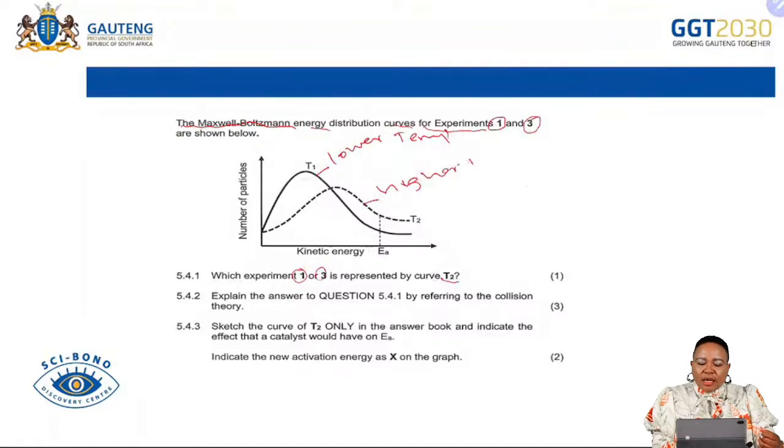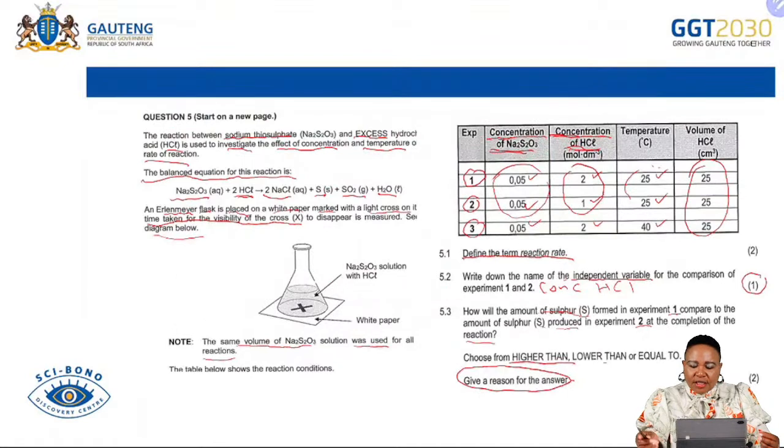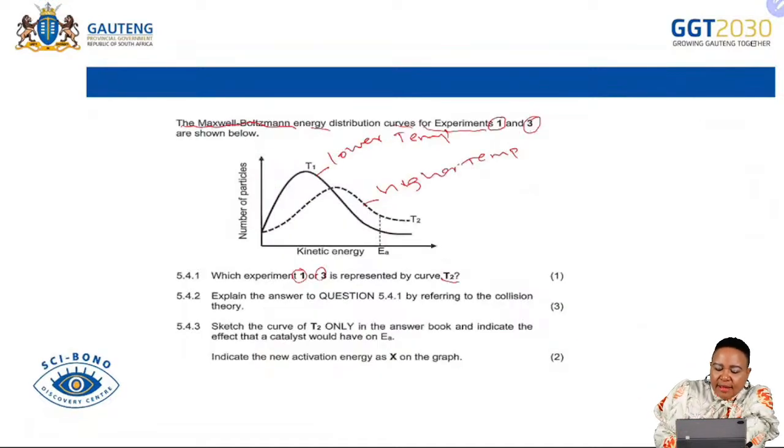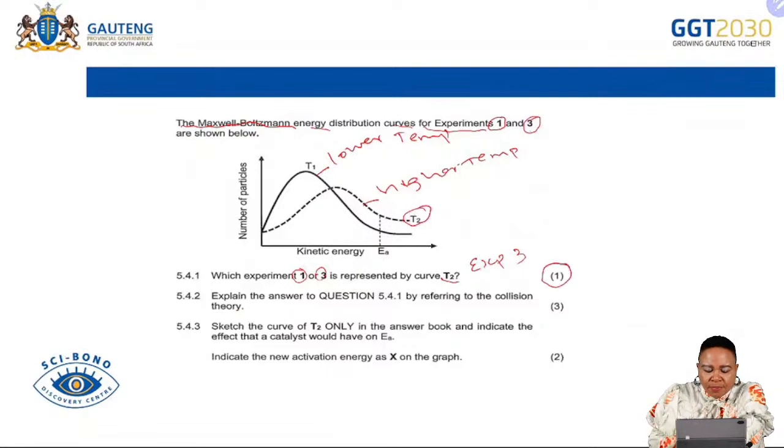So we expect graph T2 to represent an experiment with a higher temperature. We are comparing experiment number 1 and number 3. The temperature of experiment number 1 is 25 and of experiment number 3 is 40. So definitely you can see that the temperature of experiment number 3 is higher than that of experiment number 1. Therefore, the curve T2 represents a higher temperature, which is experiment number 3, for 1 mark.